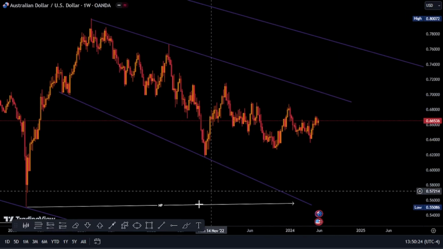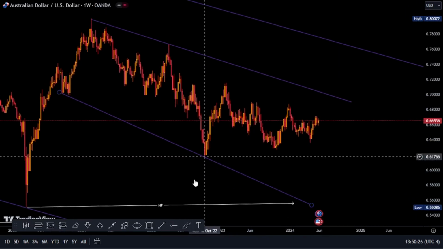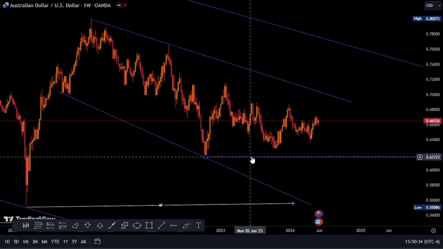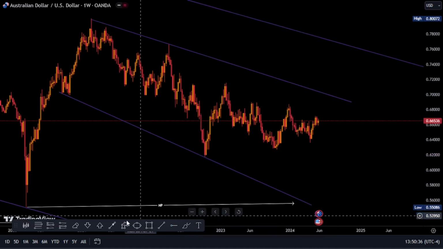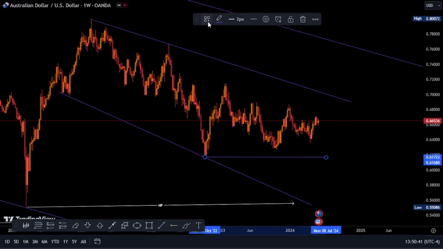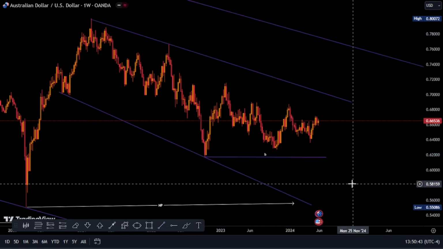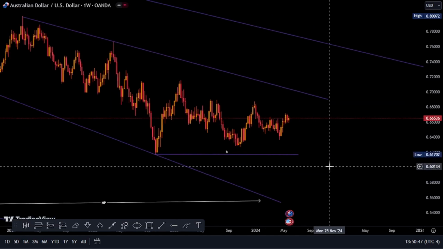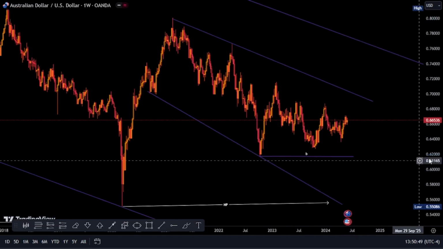As we can see now, this is the low. This is the part where I say it has to break. Okay, let me do it like this so that you guys know. This is where the break of structure will happen.